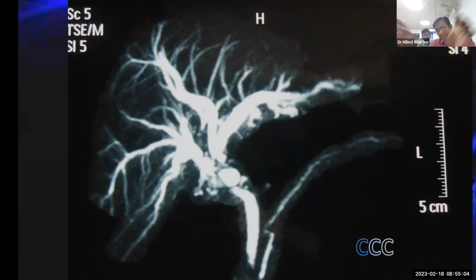Suppose you find the 2 ducts are separate. How are you going to manage? The 2 ducts are separate, there is no confluence. What should be the exact operative technique? What is recommended? That is why I've made this enlarged. You can see that the 2 ducts are completely separate. What are the options?